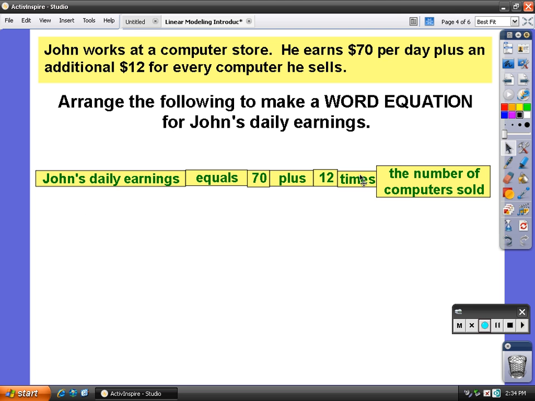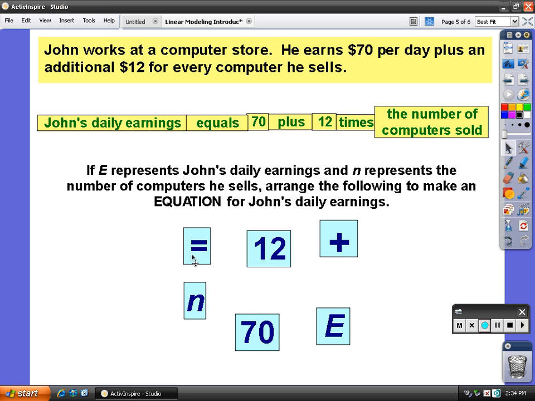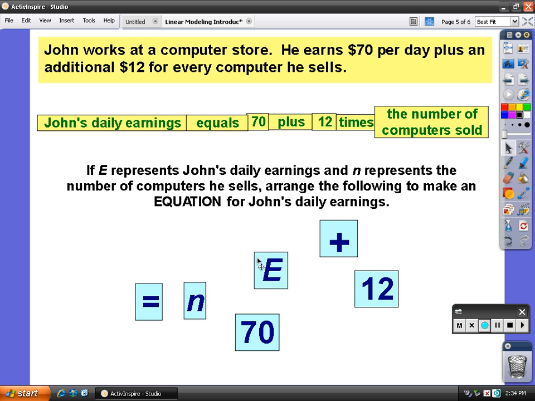And that is what occurs on the next page of the flip chart. So in this case, we've represented John's daily earnings with the letter E and the number of computers sold with the letter N. Again, these rectangles are set to block each other, and the students can come up and rearrange this to build the equation.